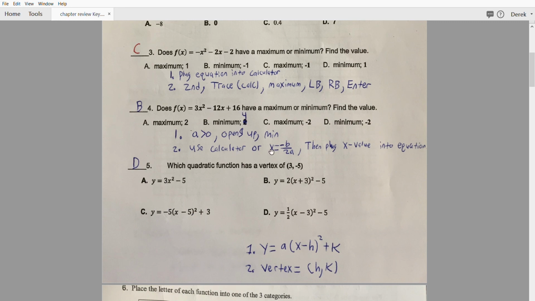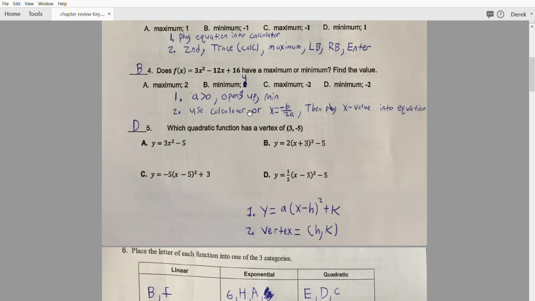So we can use the calculator or the x equals negative b over 2a. I used my calculator, did the same steps as right here, and I got it is b minimum. The value is actually 4. He only had values of 2, so the answers that are on here are actually wrong. So just know that your minimum should be 4 in that instance.